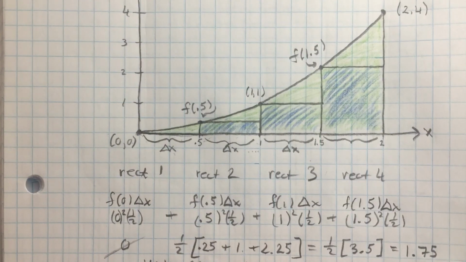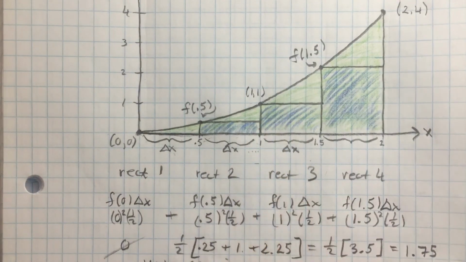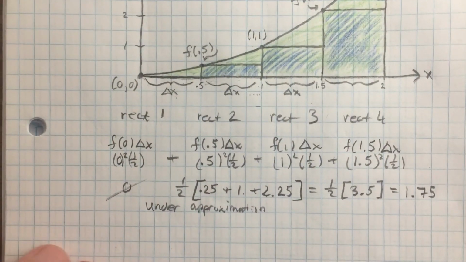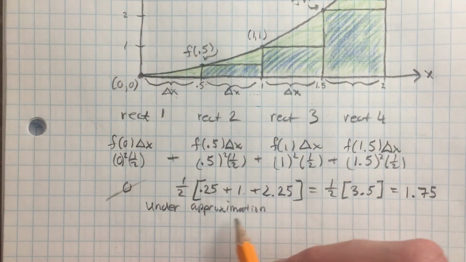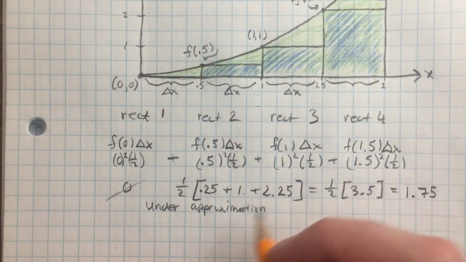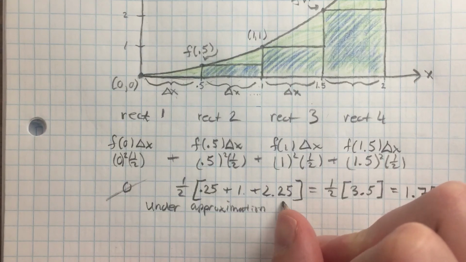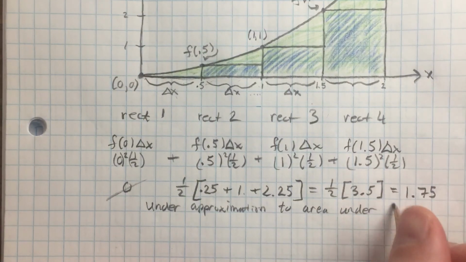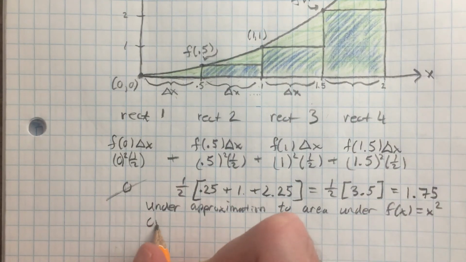And it doesn't always work out like this, that the left endpoint is an under approximation and the right endpoint that we did before is an over approximation. It's problem dependent. It's dependent on a lot of things, about the shape of the curve and the type of intervals you pick. So you can't tell ahead of time. It's only because I have the picture right in front of me that I can tell it's so obviously an under approximation to the area under f of x equals x squared over the interval 0, 2.